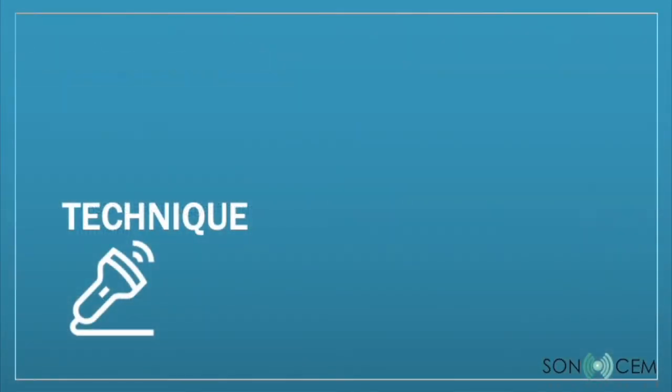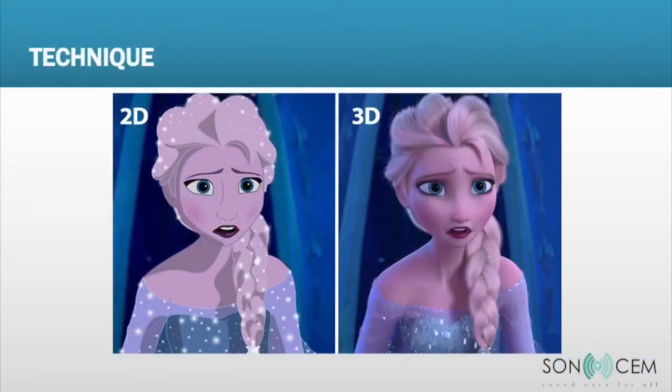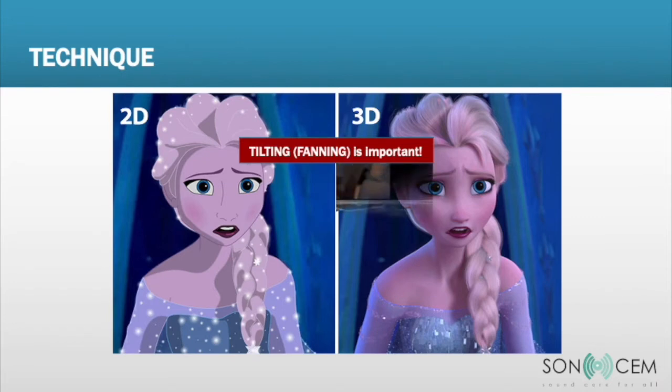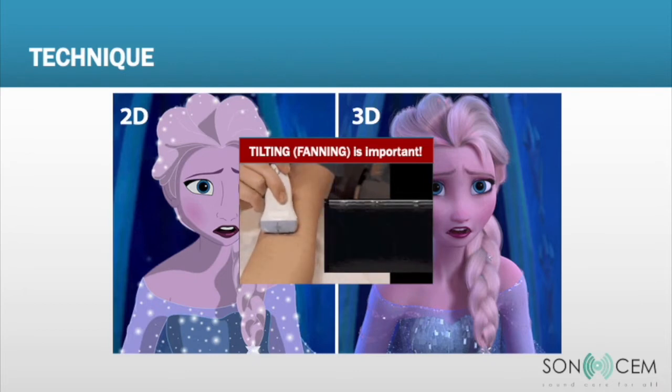Now we move to the technique, how to perform EFAST. We know that ultrasound is operator dependent. In order to get a good image, we must have a correct technique. The ultrasound we have will produce a 2D image, but what we expect to see is actually a 3D image. By tilting the probe, we can change the 2D image to a 3D image. That's why tilting is very important. This is an example of how to tilt the probe.